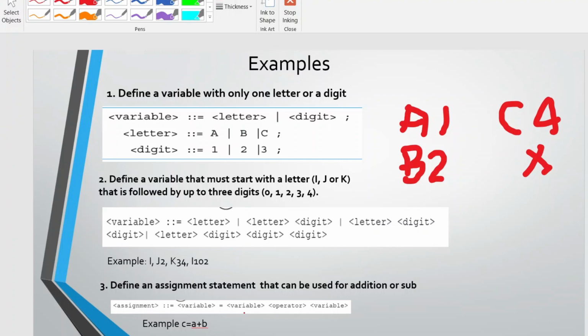So if I get this statement, variable, operator, variable, and like I said, it can be for addition or subtraction. So in my example, if I write C equals A plus B, it will be correct. Okay, and if I write C equals A minus B, this will also be accepted. But if I write C equals A plus B plus D, then it will not be accepted, because according to the assignment definition, I'm going to define only two variables, and within two variables, only one operator can occur.